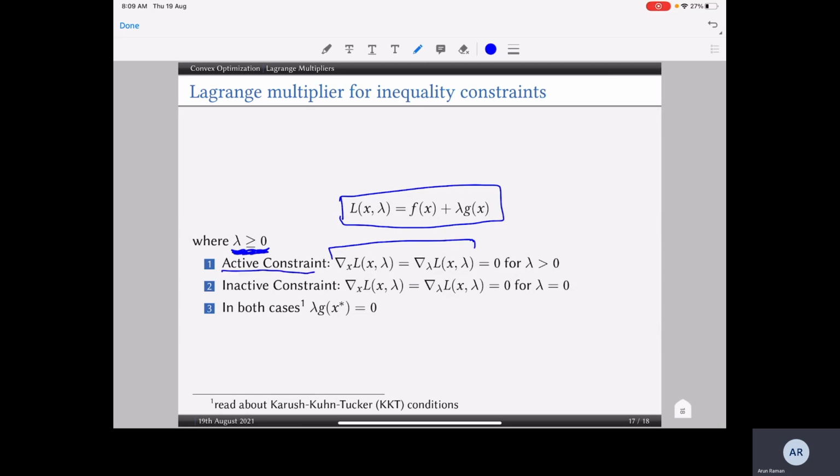For the active constraint case, we have those same things. If we differentiate with respect to x, then it should be 0. If we differentiate with respect to lambda, it should be 0. However, lambda should be greater than 0.